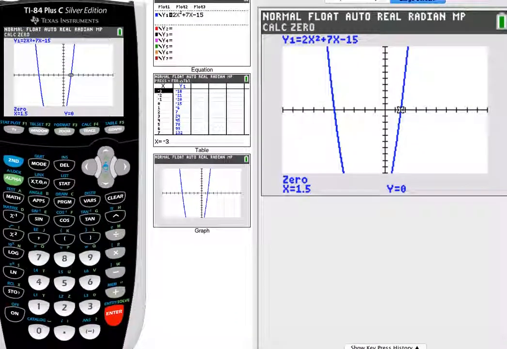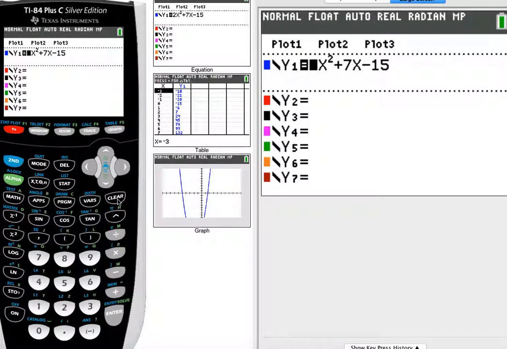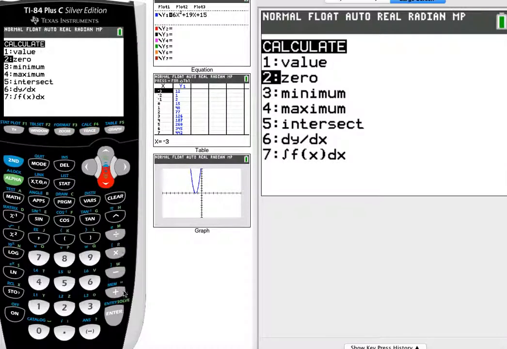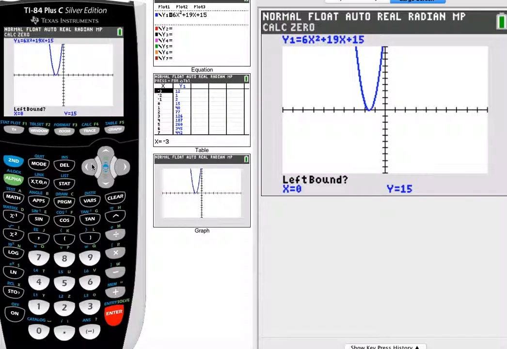So you want to go ahead and go to your y equals, clear out what you have in there, punch in 6x squared plus 19x plus 15. Hit graph. And there it is. So this time it looks like we only have one x-intercept. So let's go second calc, 0, hit enter. My cursor is way up there at 0.15, so I've got to bring it down.